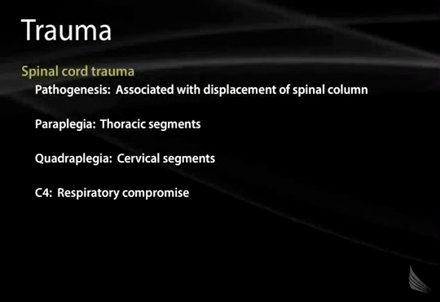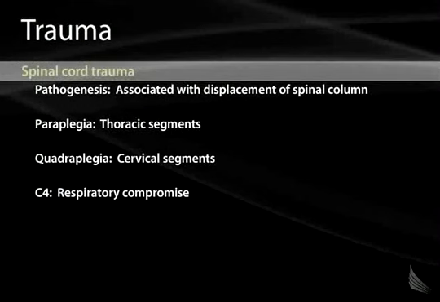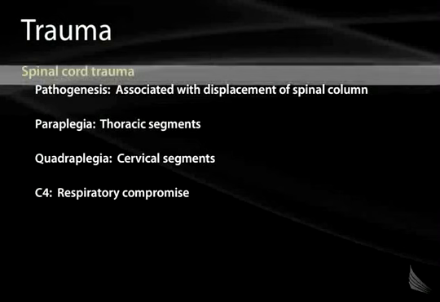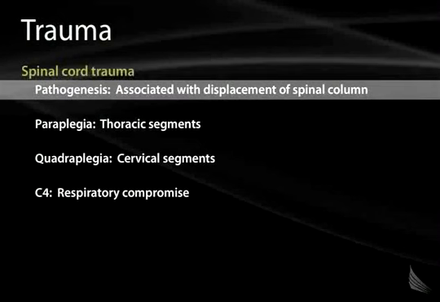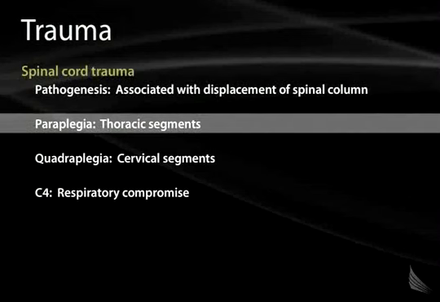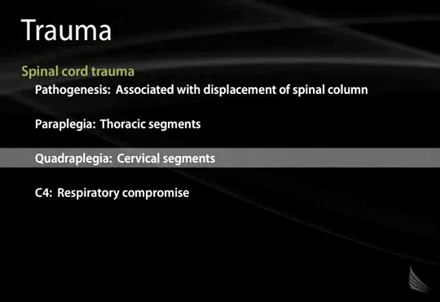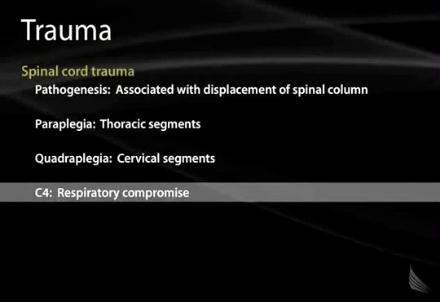Trauma. Outside of the brain, the spinal cord can also undergo trauma. The associated symptoms come about from displacement of the spinal column. Depending on the level of injury, you could have paraplegia if there's damage in the thoracic segment, quadriplegia if there's damage in the cervical segment, and if there is a C4 level injury, you may have respiratory compromise.